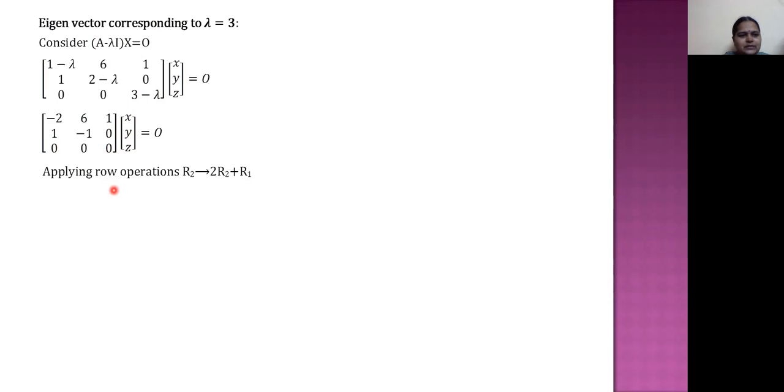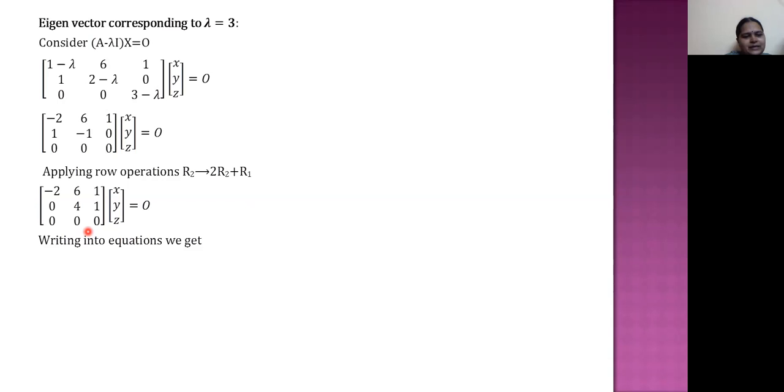Next, applying row operations on R2, we will make this 1 as 0. So on R2, what we apply is, we will multiply R2 with 2 and then add it to R1, then this 1 will become 0. So minus 2, 6, 1, first row will be as it is. In the second row, 2 into 1 is 2, minus 2, 0, minus 2 plus 6 is plus 4, and then 2 into 0, 0 plus R1 is 1. So we have this one. Last row is anyway 0. So this is the echelon form.